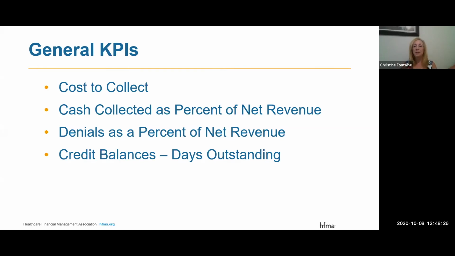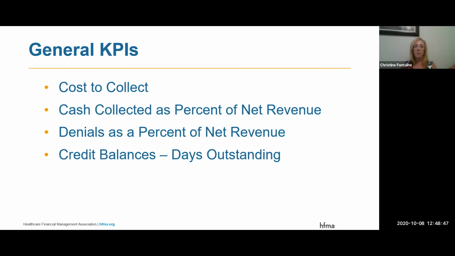Denials as a percentage of net revenue. Less than 2% of your claims should be denied on the first submission. I argue that you need to try to bring that down even more and go into more denial prevention initiatives, because the cost to try to overturn denials is significant.